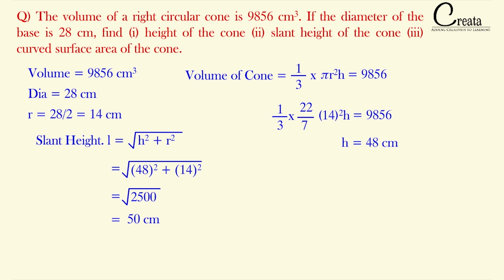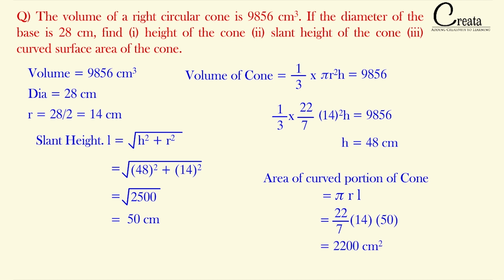Let's take the third part, that is we have to calculate the curved surface area of the cone. Note that here the question is not talking about the complete surface area of the cone. The question is talking about only the curved surface area of the cone. And we have done the formula of the curved surface area of the cone, that is pi r L. We know the value of r and we know the value of L. Let's put the value in the formula. We got the curved surface area as 2200 cm square. That is the answer of the question.